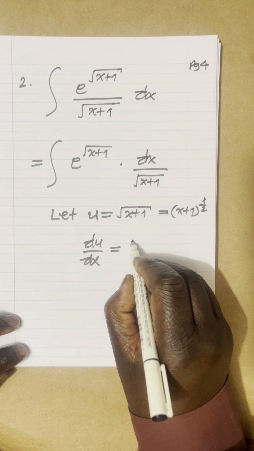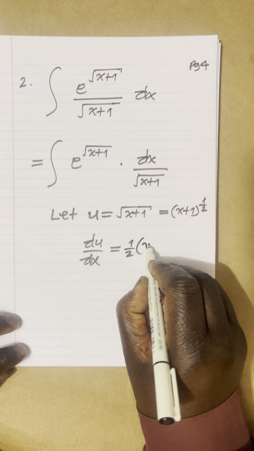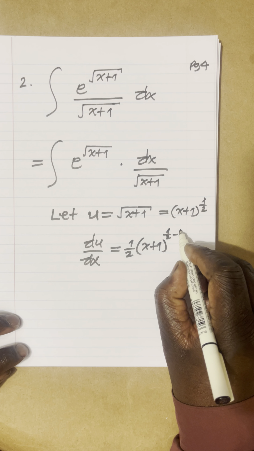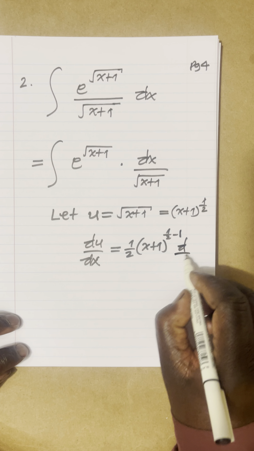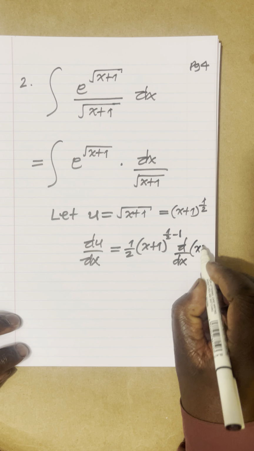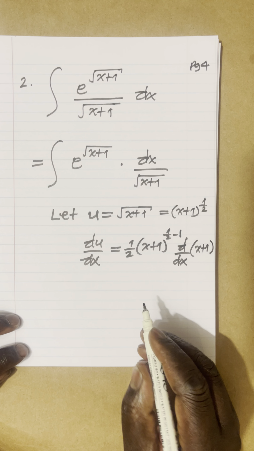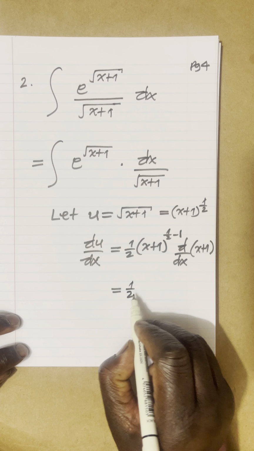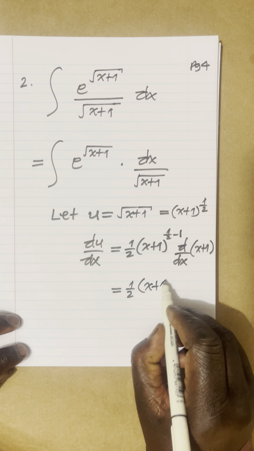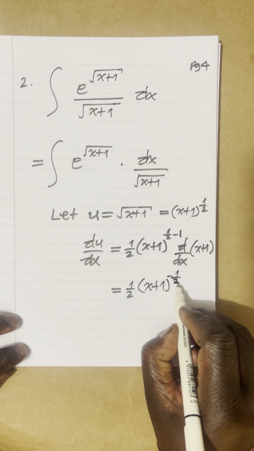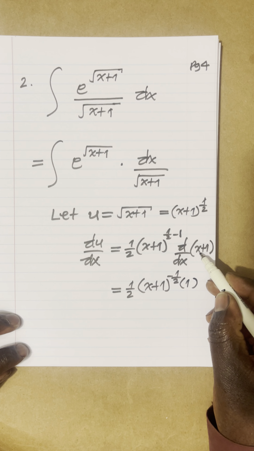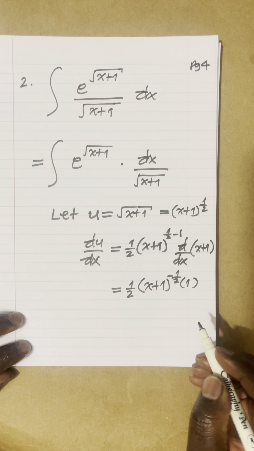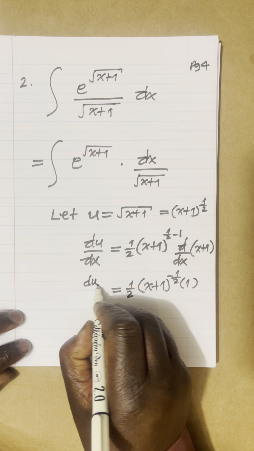Differentiate the function first. We have 1 over 2 x plus 1 to the power half minus 1, and then we have to multiply by the derivative with respect to x of x plus 1. That is chain rule for you. And so on the right hand side, we simplify to half x plus 1 to the power minus half times 1, because derivative of x is 1, derivative of 1 is 0. 1 is a constant. Rewriting this, remember we have du dx here.